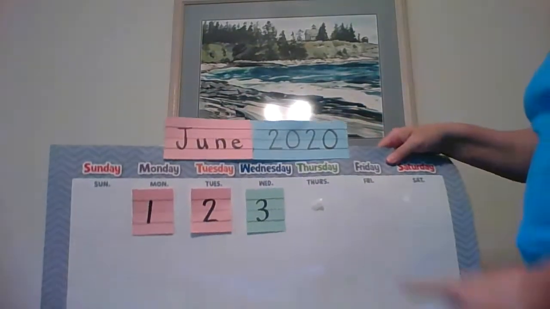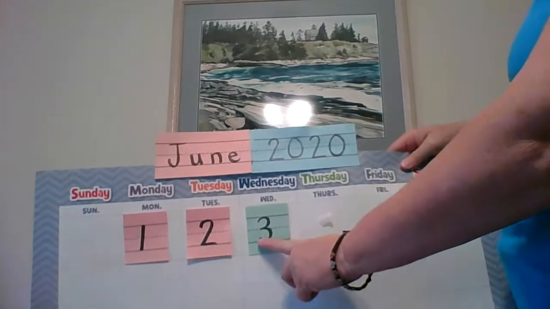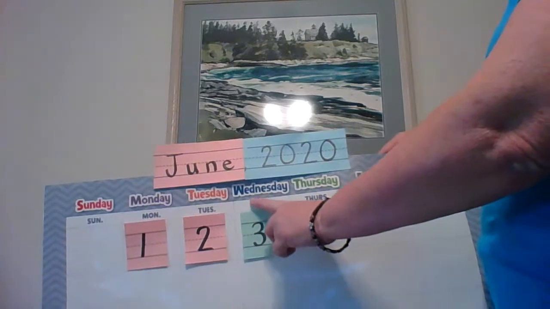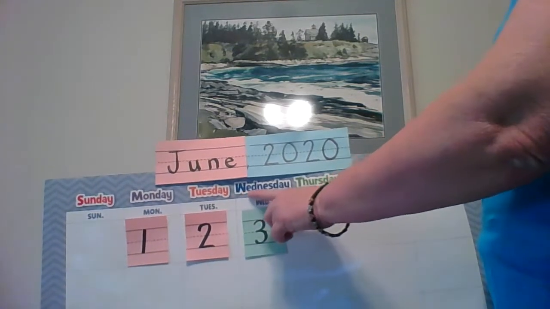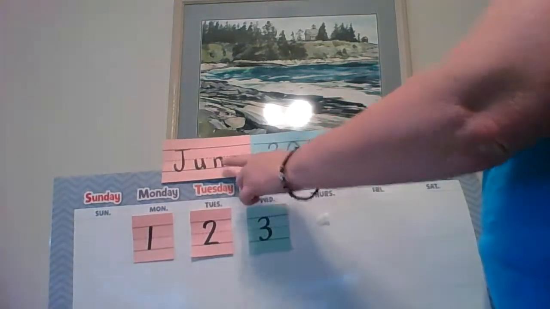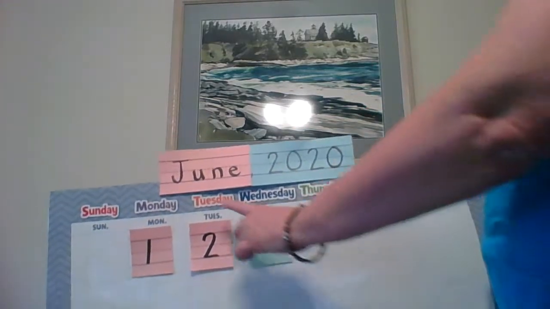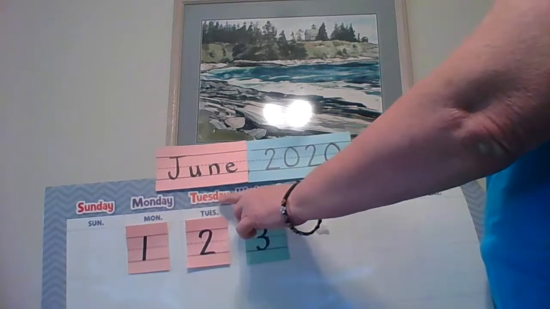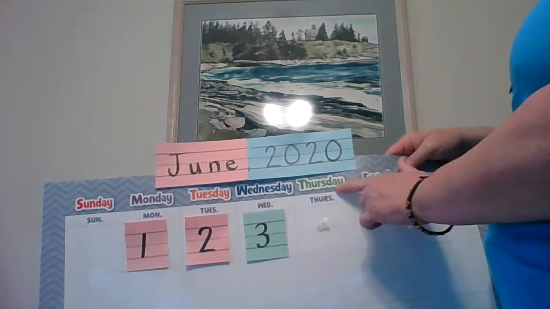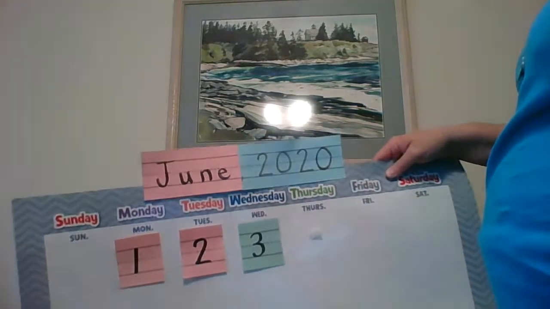And here is our calendar today. You can see the last number is 3. And so I move my finger up and it tells me today is Wednesday, June 3rd, 2020. And yesterday was Tuesday. Tomorrow will be Thursday. And before we write it, let's look.